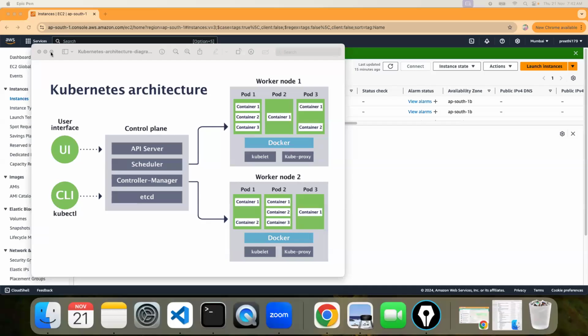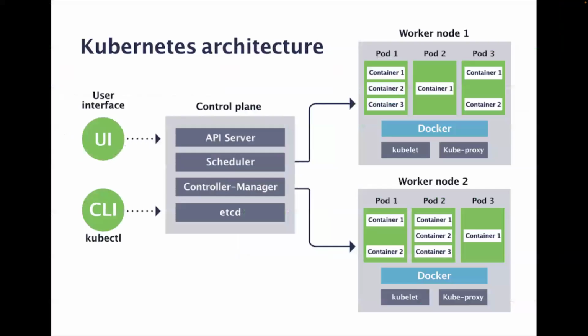Let us look into the Kubernetes architecture. Swarm architecture is very simple. You have a manager and some worker nodes. Manager will maintain the cluster, and the worker nodes will run the containers, right? So now let's look into Kubernetes architecture, which is a bit different.